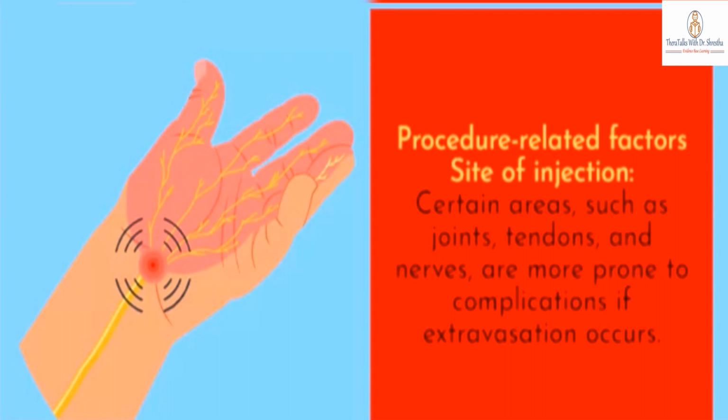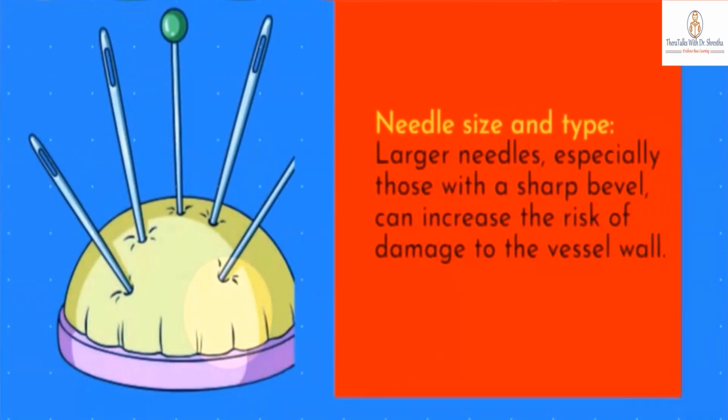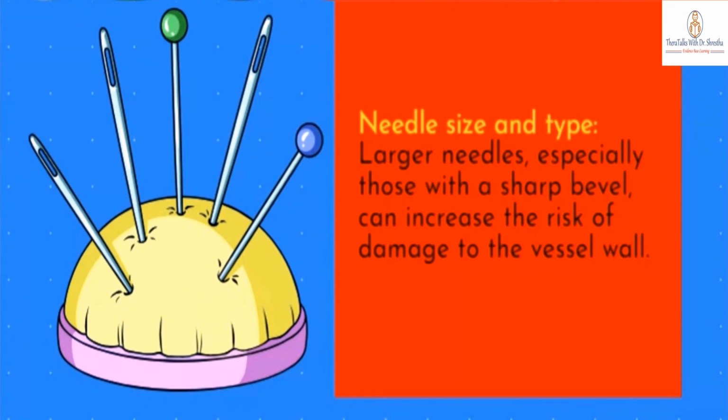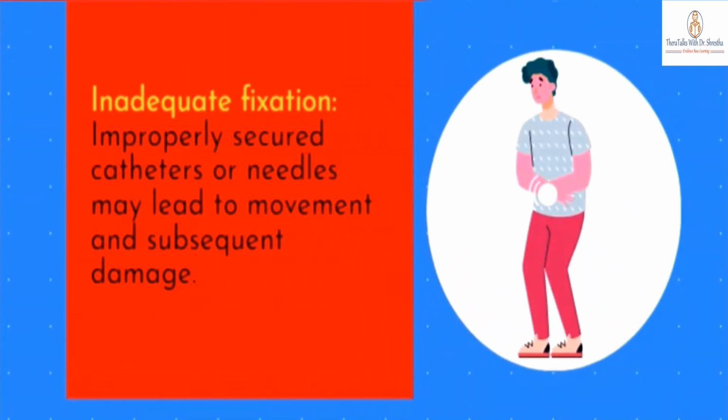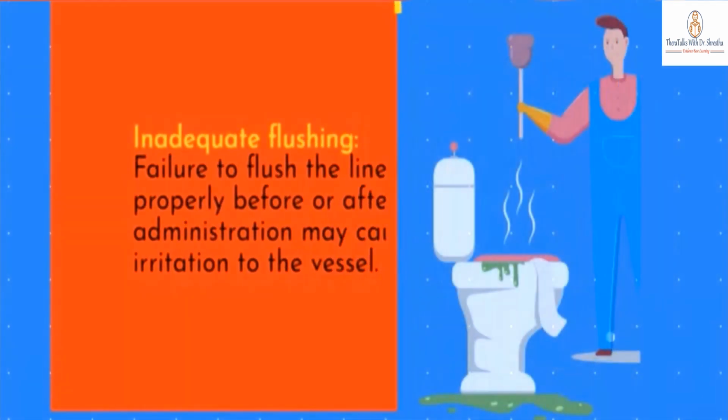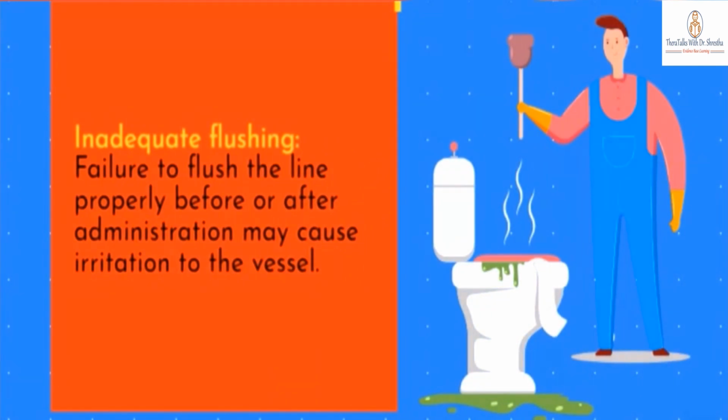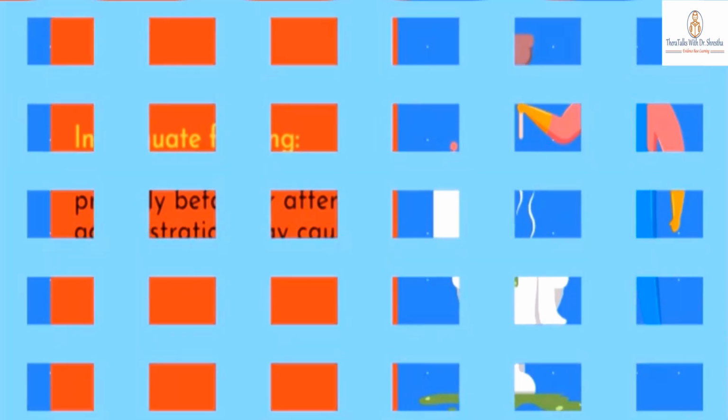Procedure-related factors. Site of injection. Certain areas, such as joints, tendons, and nerves, are more prone to complications if extravasation occurs. Needle size and type. Larger needles, especially those with a sharp bevel, can increase the risk of damage to the vessel wall. Inadequate fixation. Improperly secured catheters or needles may lead to movement and subsequent damage. Inadequate flushing. Failure to flush the line properly before or after administration may cause irritation to the vessel.